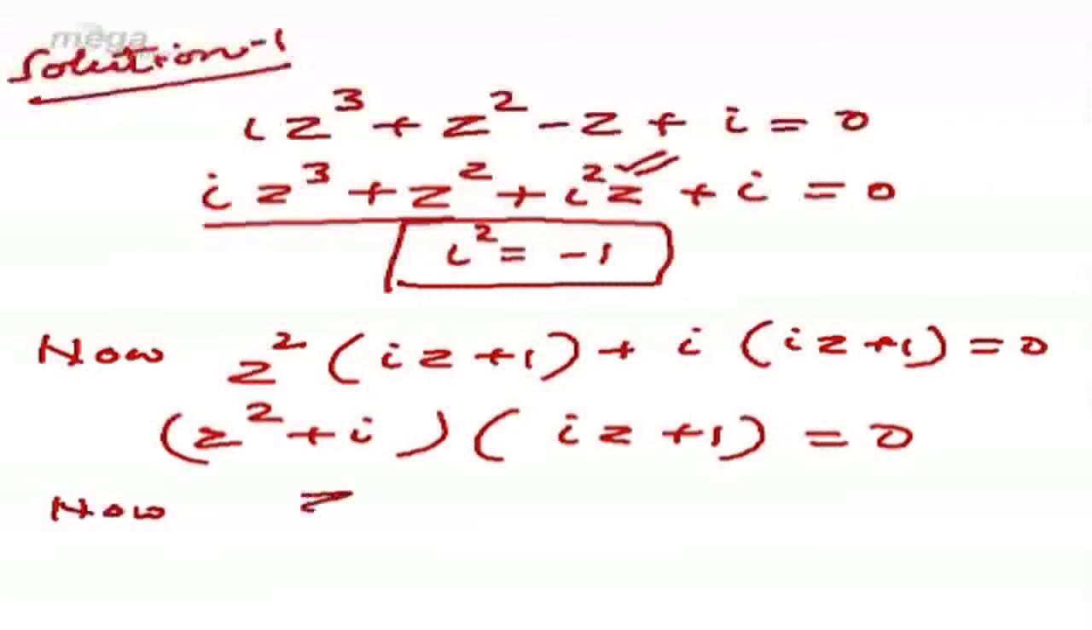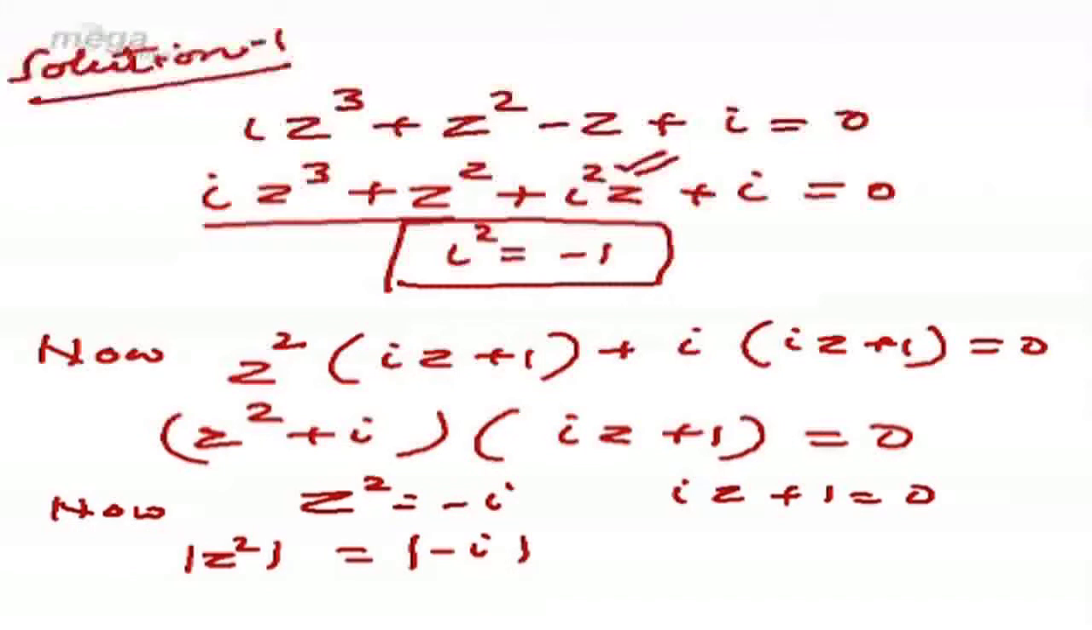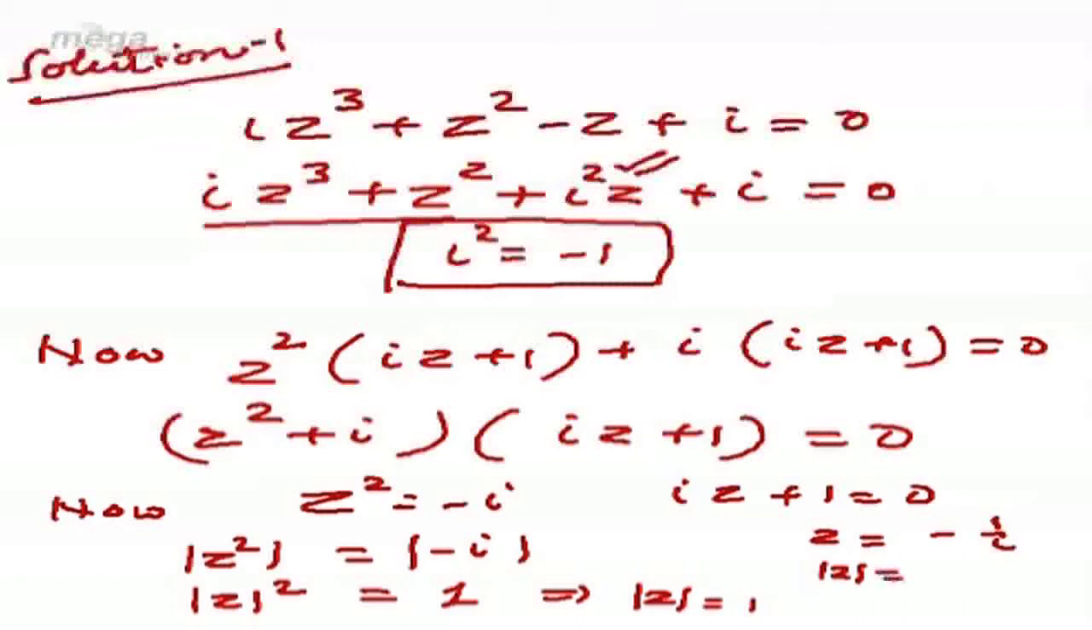Now from the first bracket you get z square is equal to minus i, and iz plus 1 is equal to 0. Now take the mod. The mod of z square is equal to mod of minus i. This will become mod of z to the power 2 is equal to 1. So mod of z becomes 1. Here z is equal to minus 1 by i and you take the mod of z.